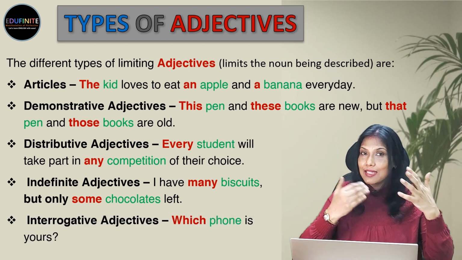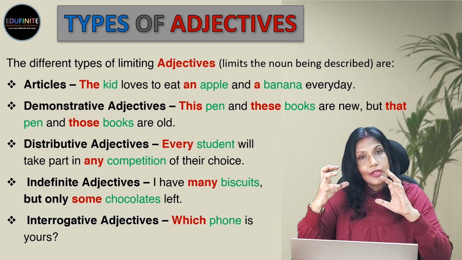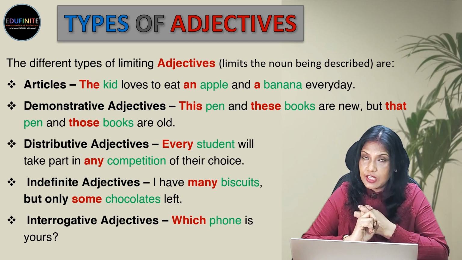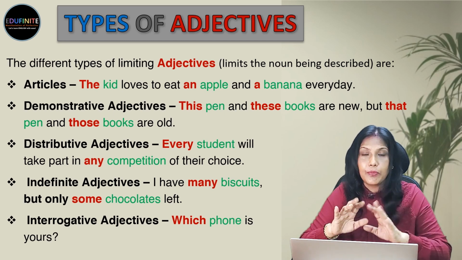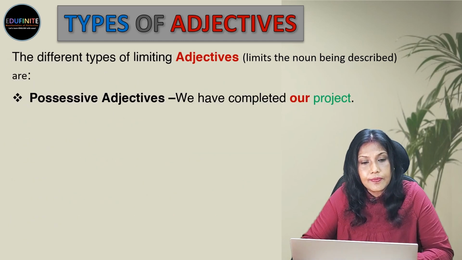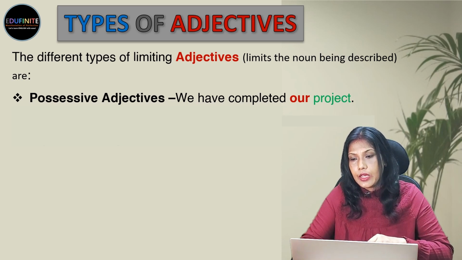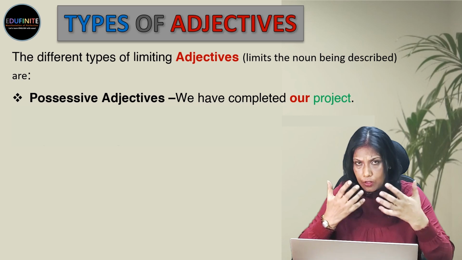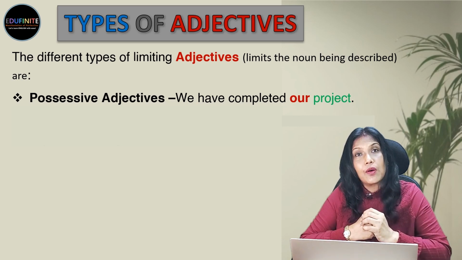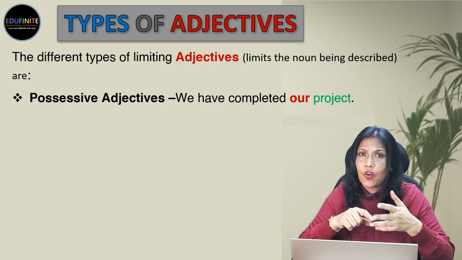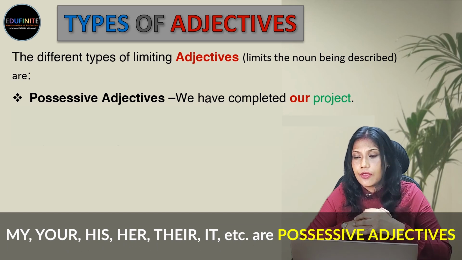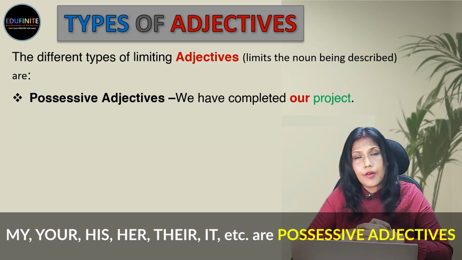So you have to keep this in mind. Whenever there is a noun beside it, then it's an adjective. If it's not, then that's the pronoun. Well, next we have possessive adjectives. Possessive adjectives show possession, and they are words like my, your, his, her, their, its, our, etc.